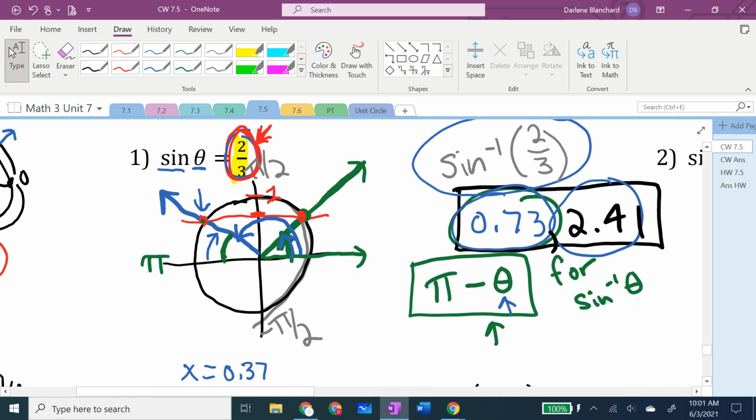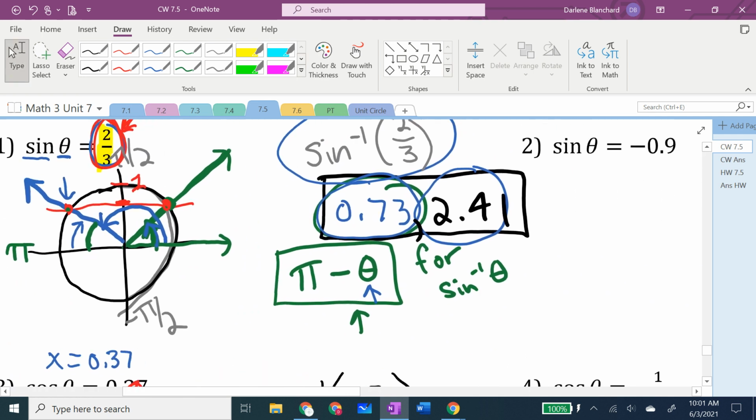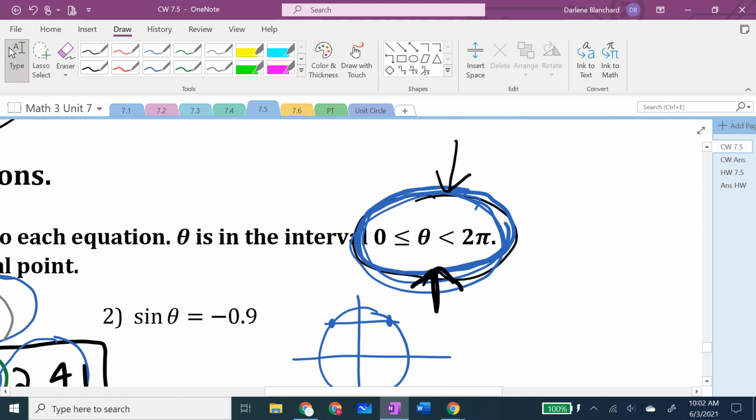So we did that problem, and pi minus 0.73 got us 2.41. Both of those are positive numbers that are less than 2 pi. And let's just keep in mind, what is 2 pi? If pi is 3.14, 2 pi is 6.28. So just realize that you're getting two decimal numbers between 0 and 6.28. That's your goal.